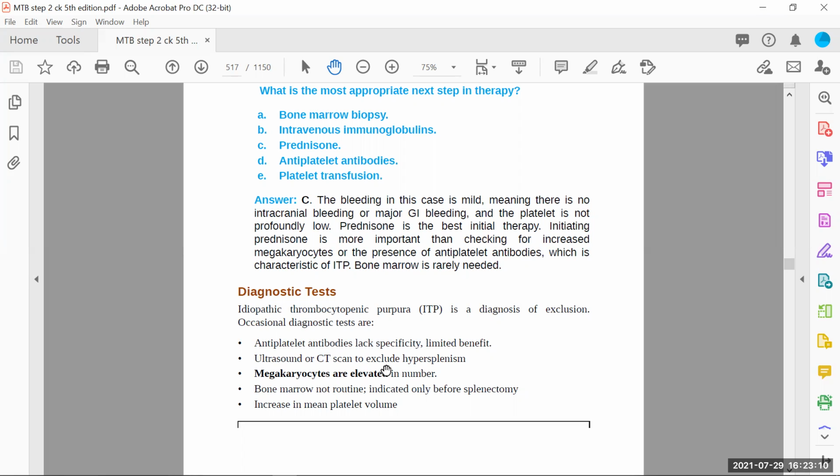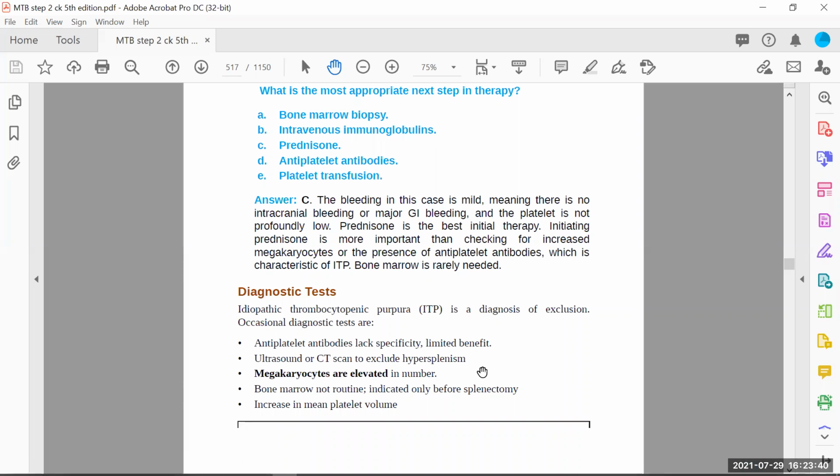So, for antiplatelet antibodies, this test will not help you a lot, because here the platelets are not deficient because of antiplatelet antibody. There is no antigen antibody reaction causing this, which would be something related to the immune system. We won't say that the platelet counts are low because there is an antigen antibody reaction, and that's why platelets are being destroyed. No, it's not like that.